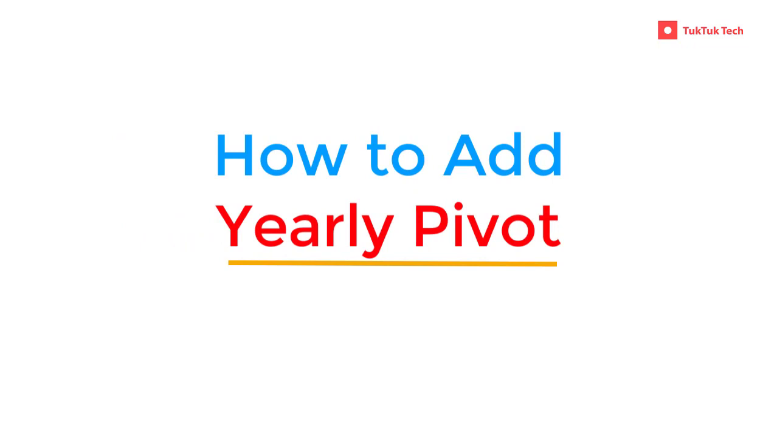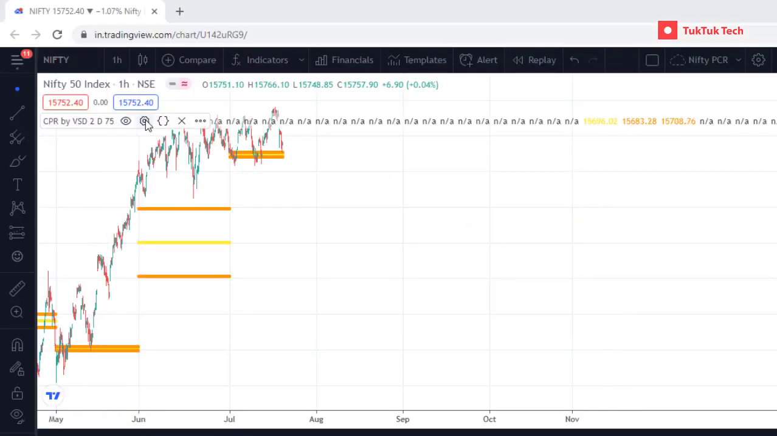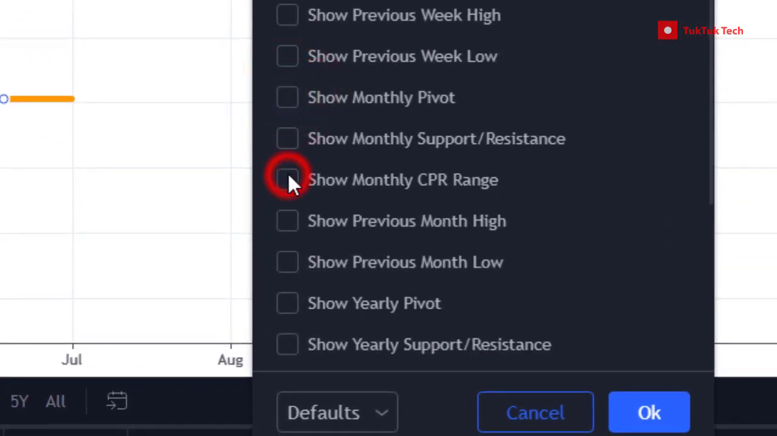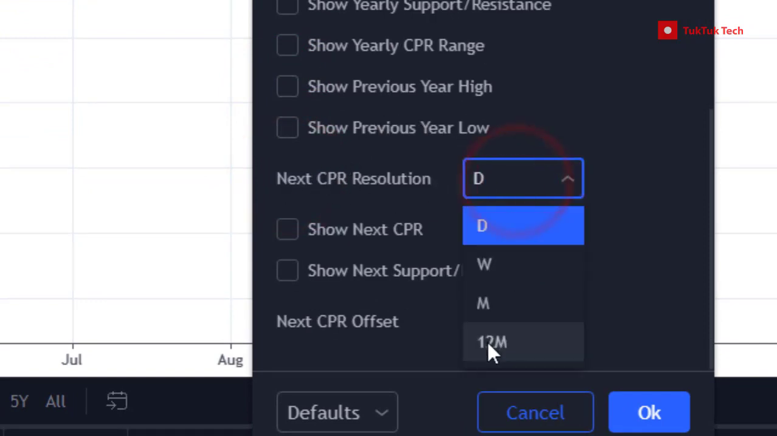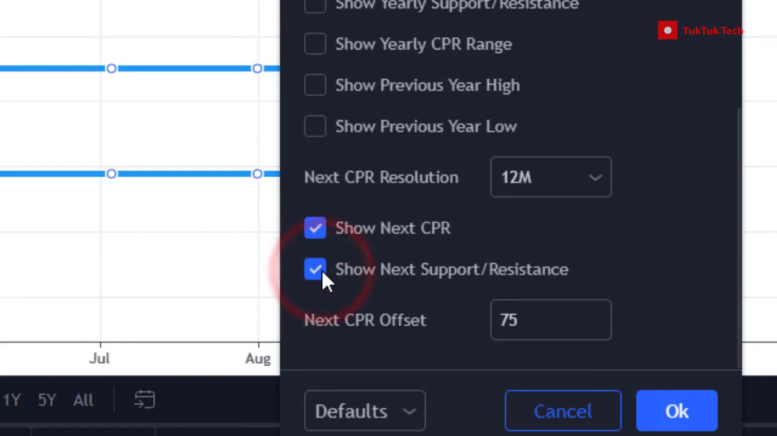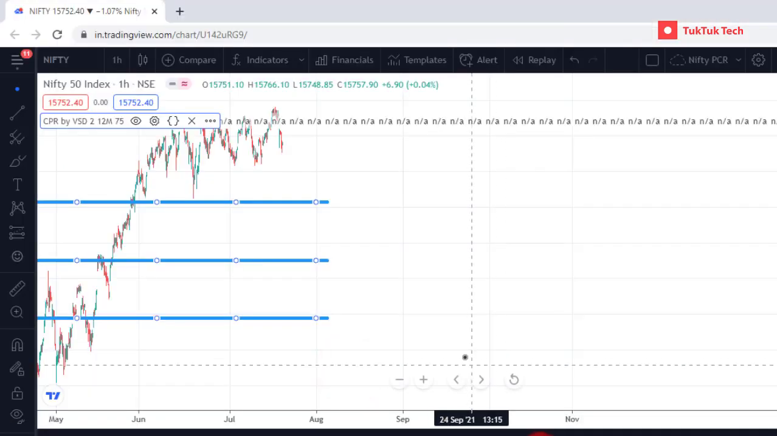How to add yearly pivot. To add yearly pivots, change Next CPR resolution to 12 months and click on Show Next CPR and Show Next Support and Resistance. Make sure you select yearly data from settings as shown in the video.